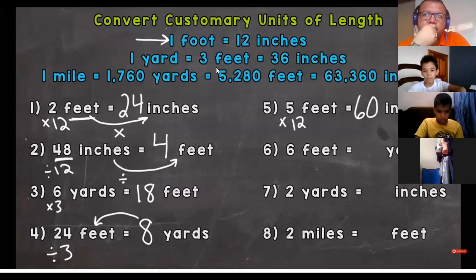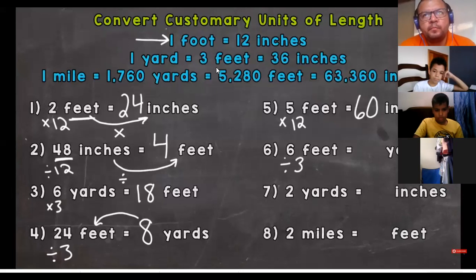Number 6, 6 feet equals how many yards? So think, how many feet in 1 yard? Well, 3. So how many groups of 3 can I pull out of that 6 feet? Or think of it as 6 divided by 3. And that's going to give us 2. So 6 feet equals 2 yards.